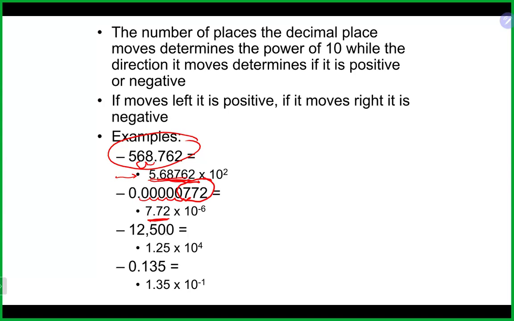Here, 12,500, although the decimal point is not written, we assume it's there. 1, 2, 3, 4 places. That is where the 4 comes from, and we end up with 1.25 times 10 to the 4. And we'll talk about it, but here the zeros at the end are not significant. Only the 125 is significant. So that's why we have 3 in each. And lastly, we would just go 1 place here, which gets us our 1.35 times 10 to the minus 1.